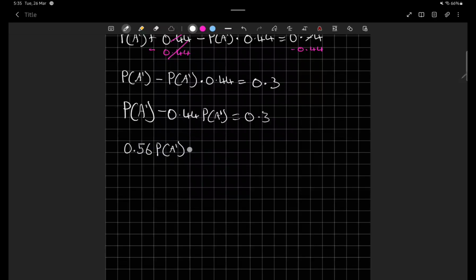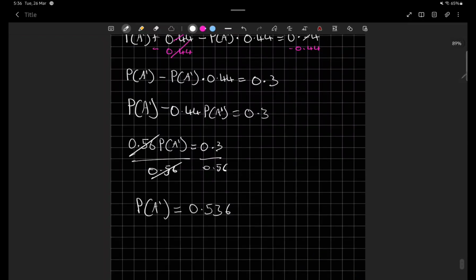So 0.56 times P complement A equals your 0.3. And we finally get to a point where we can apply the rules of algebra, basic problem solving, and you finally get the complement of A, which is 0.536 if you round up.